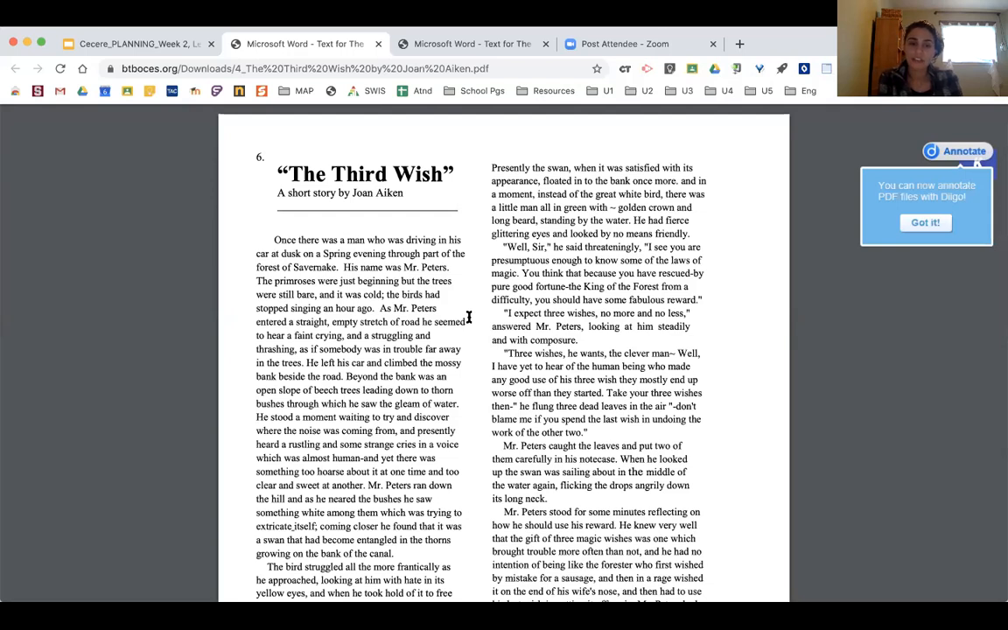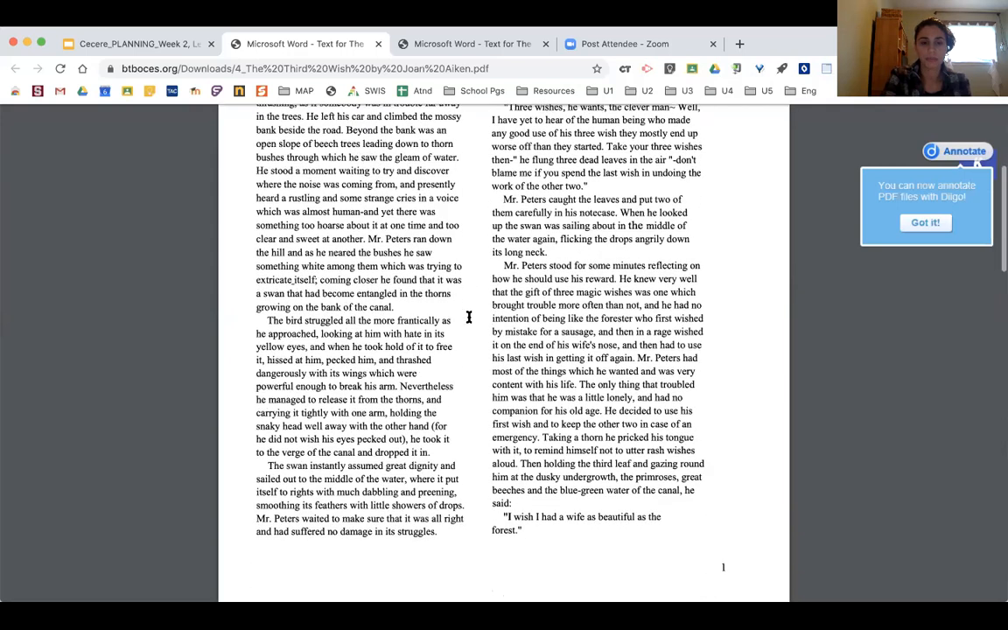Coming closer, he found it was a swan that had become entangled in the thorns growing on the bank of the canal. The bird struggled all the more frantically as he approached, looking at him with hate in its yellow eyes, and when he took hold of it to free it, it hissed at him, pecked him, and thrashed dangerously with its wings, which were powerful enough to break his arm. Nevertheless, he managed to release it from the thorns, and carrying it tightly under one arm, holding the snaky head well away with the other hand, for he did not wish his eyes pecked out, he looked to the verge of the canal and dropped it in.